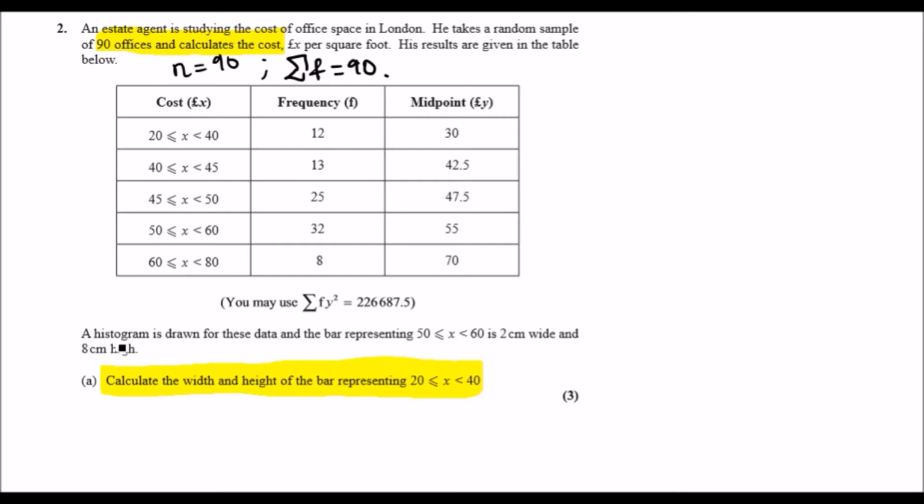Now, a histogram is drawn for these data, and the bar representing 50 to 60 is 2 centimeters wide and 8 centimeters high. Calculate the width and height of the bar representing 20 to 40.